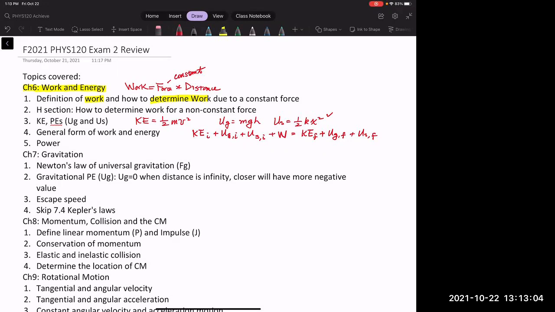Everything here is energy, so the unit should be joule, and joule is equal to Newton times meter. So this is joule, which is Newton times meter.